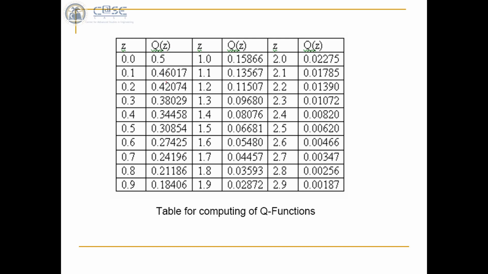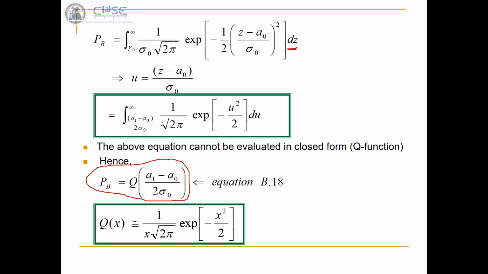And what is the argument of the Q function here? Z is nothing but A1 minus A naught divided by 2 sigma naught, right? So you have to compute this argument in order to get the probability of error, right? So next we focus on this argument, what is it, and how meaningful it is, and perhaps we can represent the argument in some meaningful form, right?